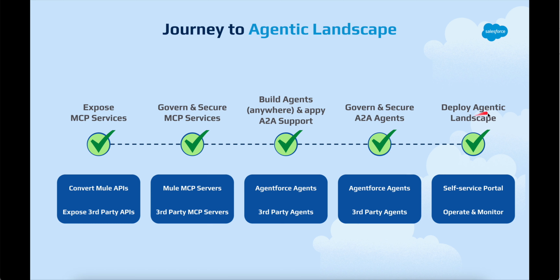And then deploying and operating the agentic landscape, it's all about discovering these assets you have built and requesting access, using it, consuming it, and operating and monitoring it so you can guarantee that everything you build is future proof and secured, fully governed and controlled by your organization.